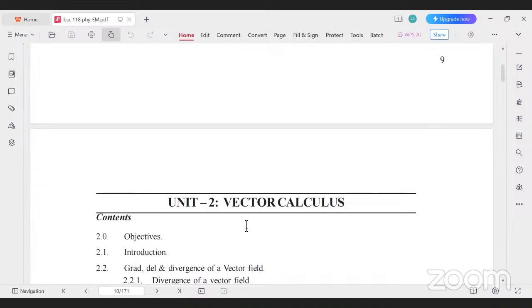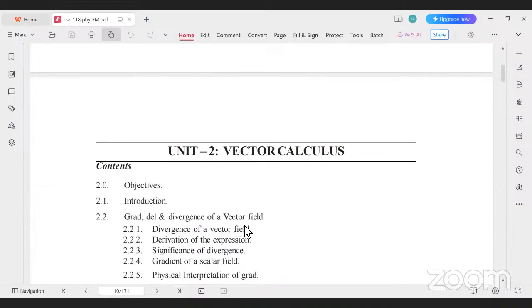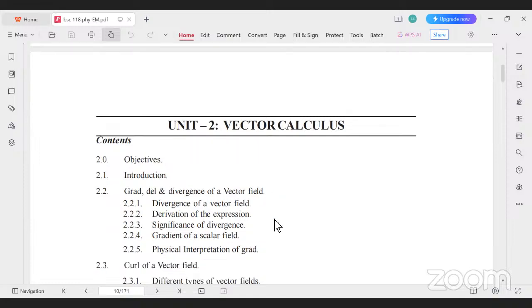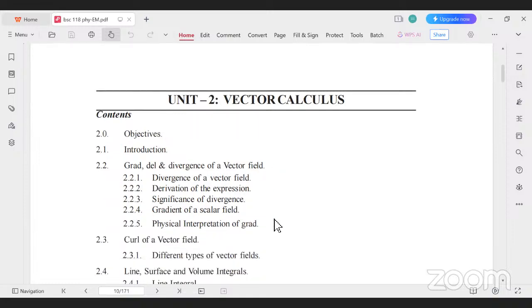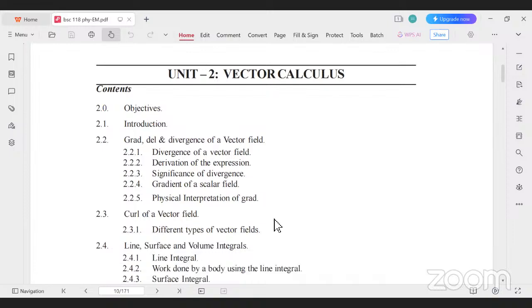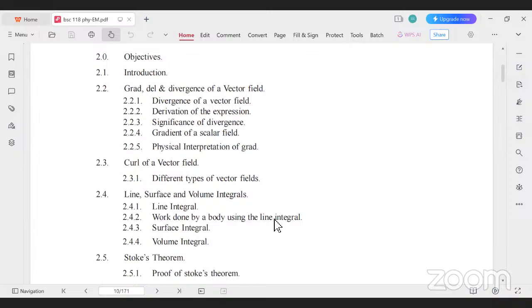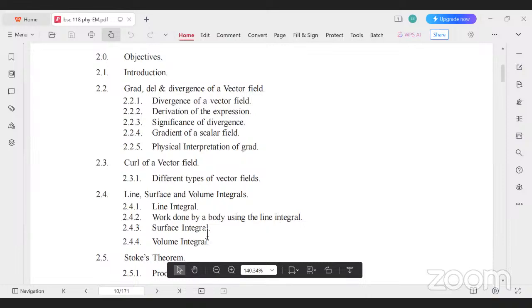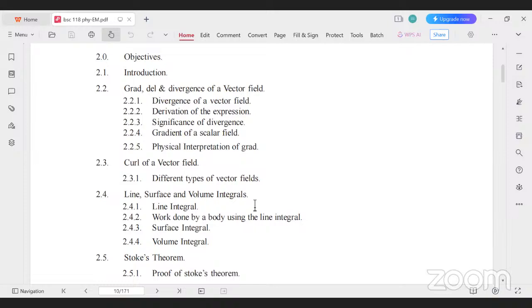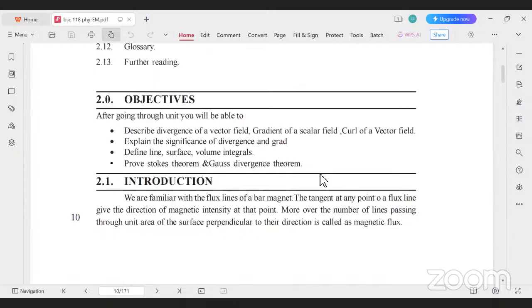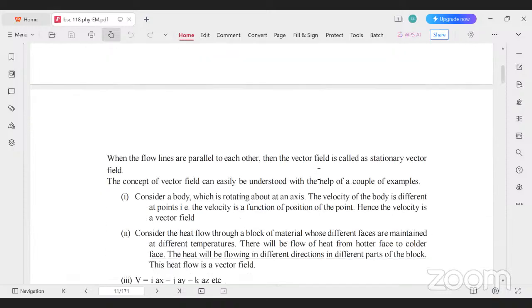Next topic is vector calculus, Unit 2. If you are able to understand the scalar and vector field, vector calculus will be simple. What is divergence, derivations, significance, what is gradient for the scalar field, what is a vector field. I'll tell you these topics in the next class. Surface integral and what is line integral. Very simple. Now you understood the concept of scalar and vector field. Divergence means how it is going to, let us see. Let me explain. There are 3 minutes.